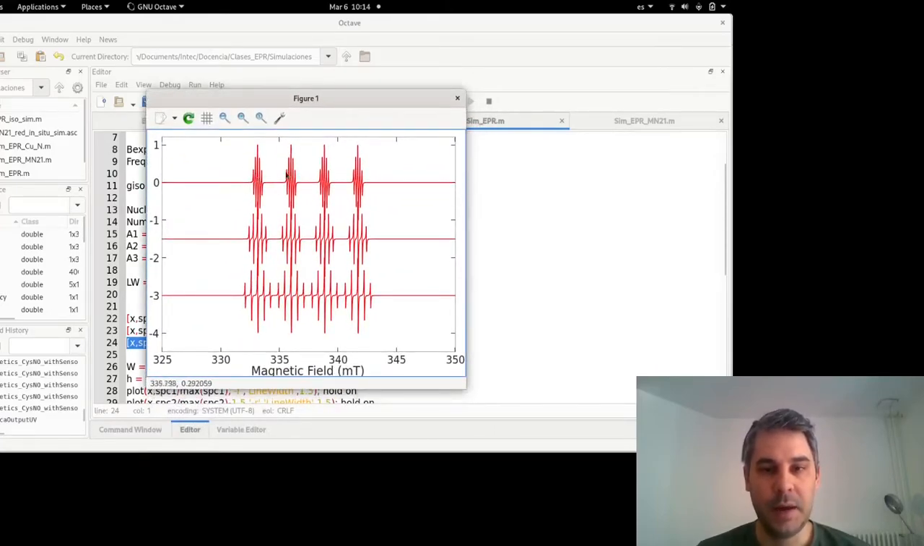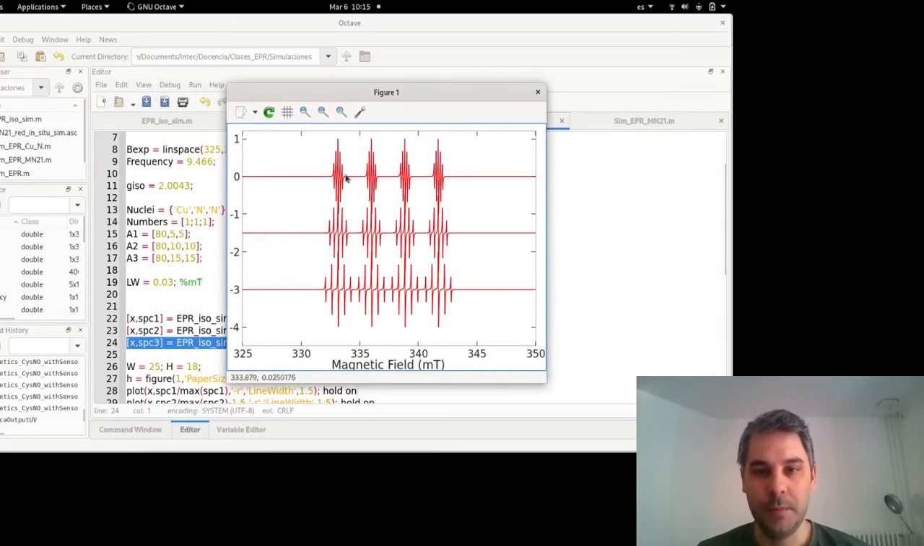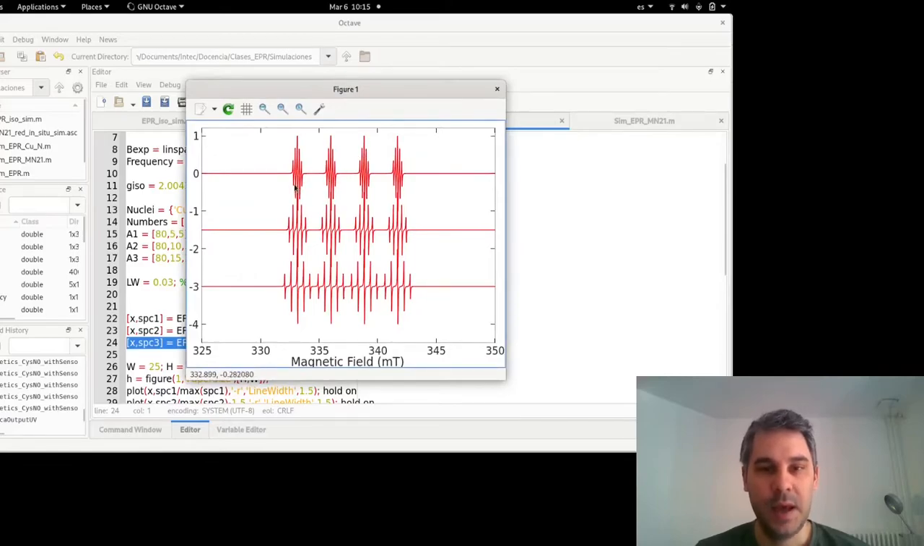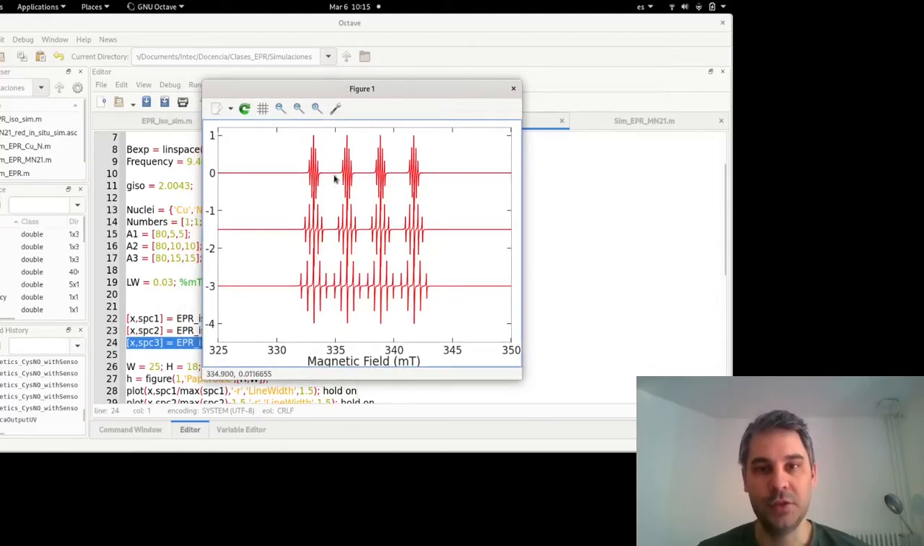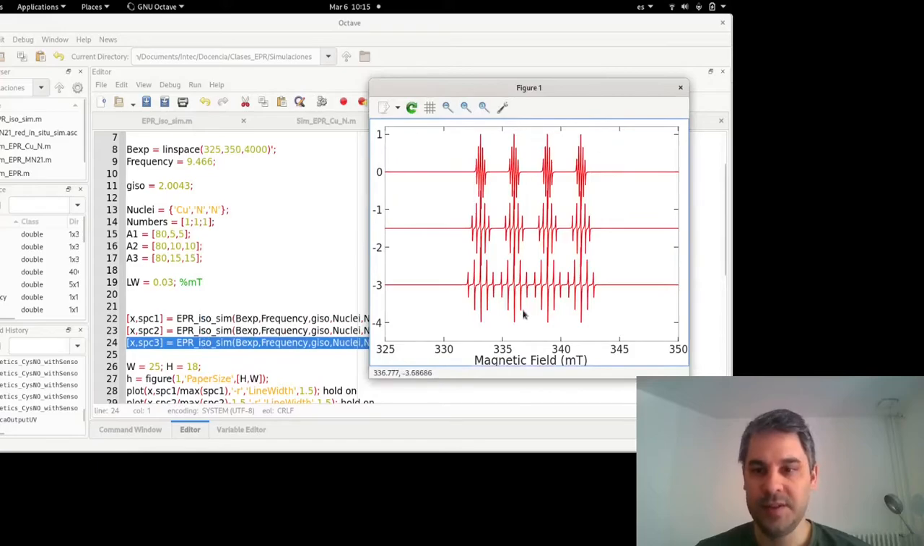So if I just run this, you can see here that at the beginning I have 4 groups of lines. Those 4 groups of lines come from the 80 megahertz hyperfine splitting of the copper. So copper has a 3/2 nuclear spin, so it has 4 hyperfine lines. And then each of those lines will be split into 5 smaller lines with a pattern 1 2 3 2 1 that comes from the 2 equivalent nitrogens. So in the different simulations, I kept the copper hyperfine splitting at the same value, and I increased the value of the nitrogen hyperfine splittings.